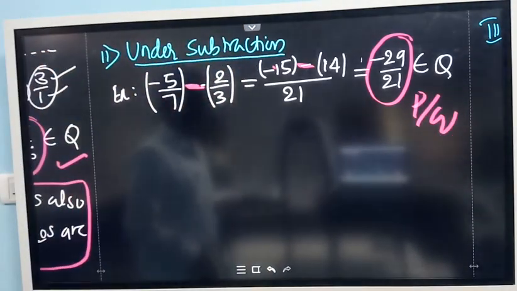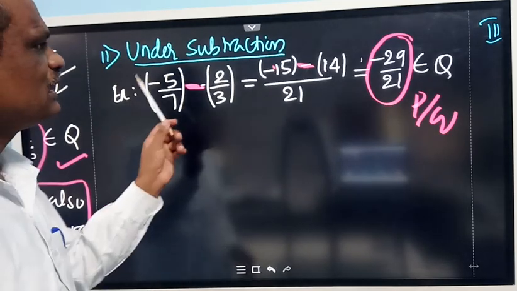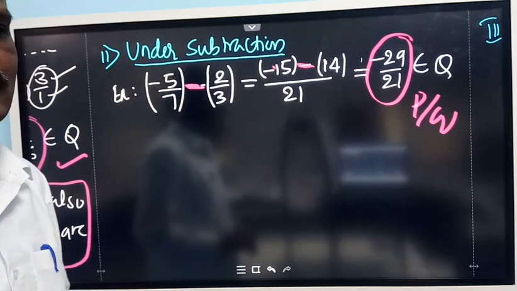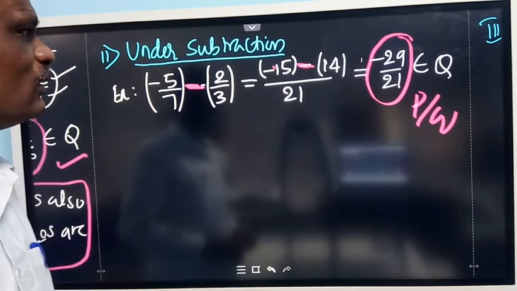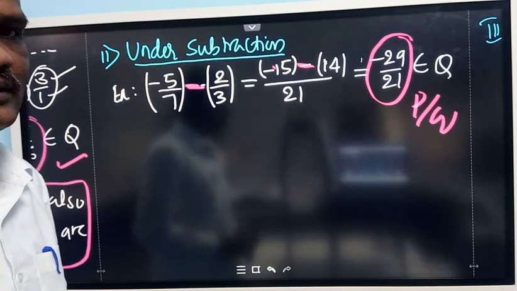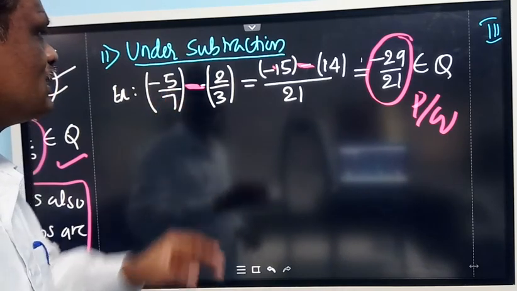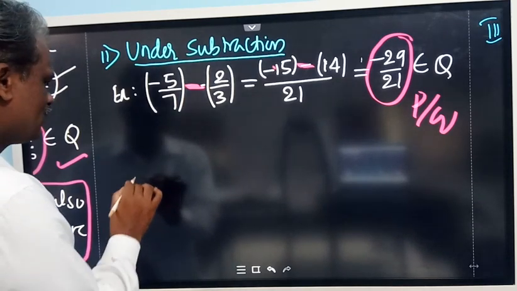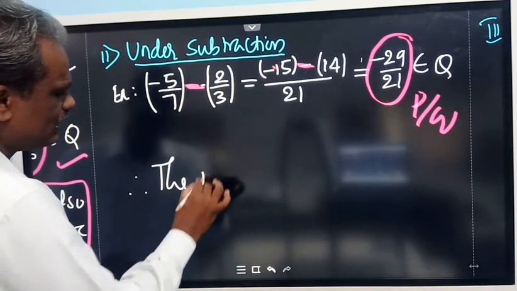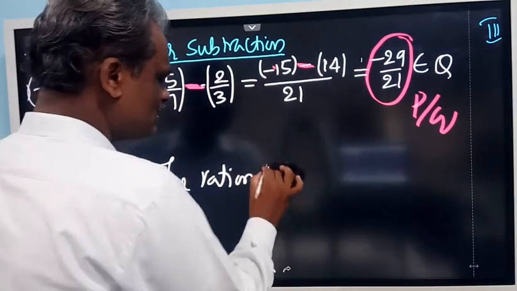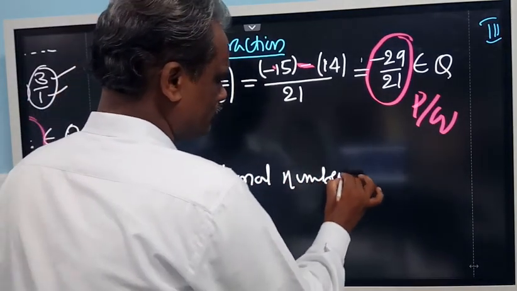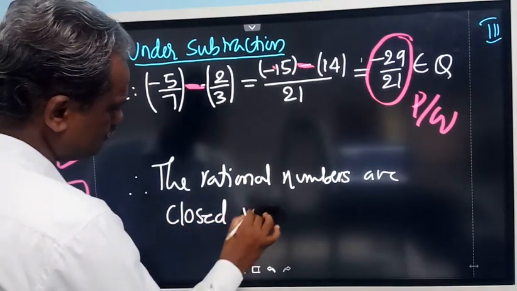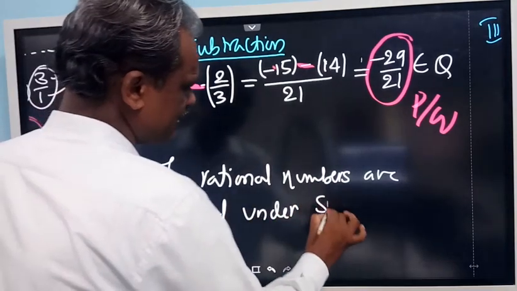P by Q. So therefore, here look at this, even under subtraction, this property holds good. Subtraction, say rational numbers are, what is that? Closed under subtraction. Okay, the rational numbers, you can write the conclusion: the rational numbers are closed under subtraction.